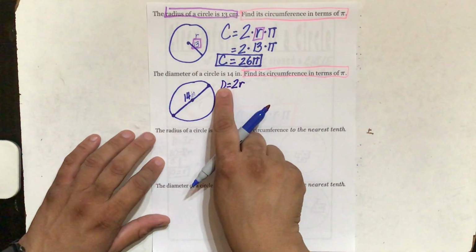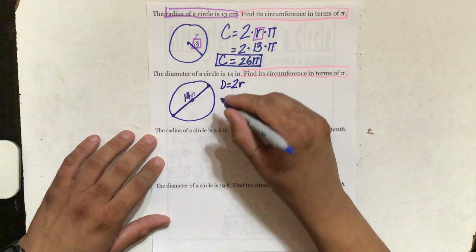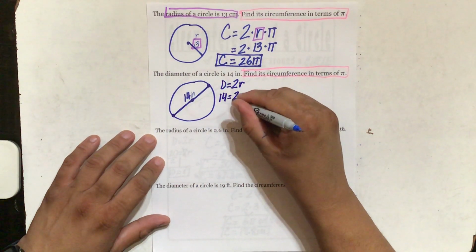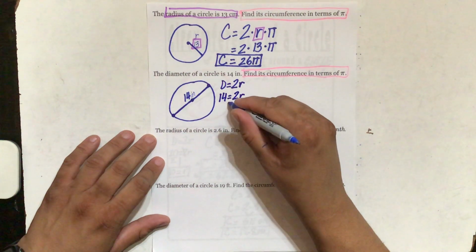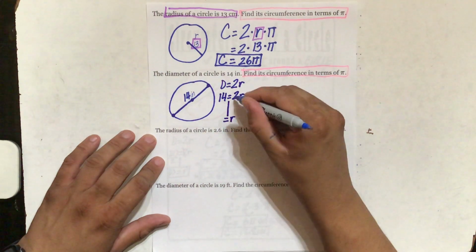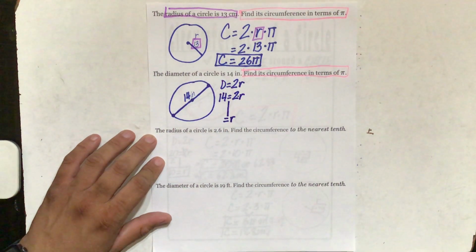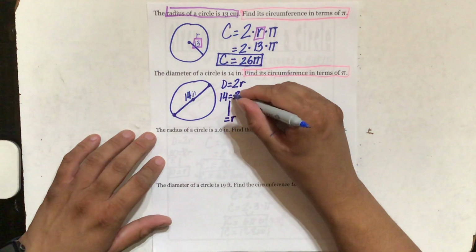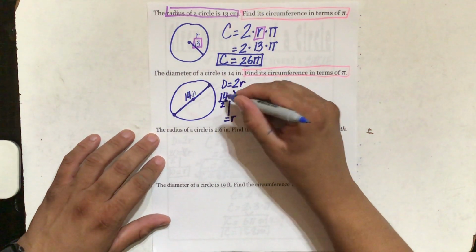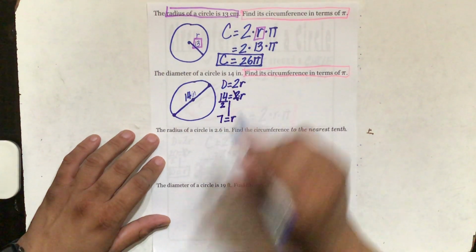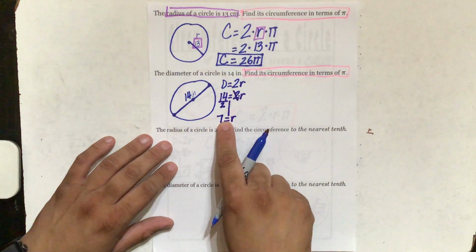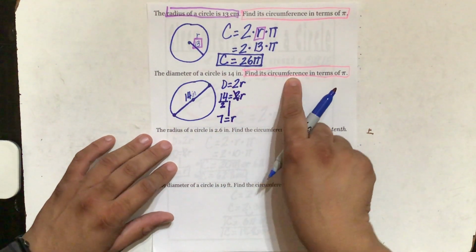How much is d? How much is our diameter? Our diameter is 14, so I'm going to substitute and say 14 is equal to 2r. How do I get r by itself here? I bring down my r. This says 2 times r. The inverse, or the opposite, of multiplying is dividing. So I cross out 2 and I divide by 2. 14 divided by 2 is 7. So I have my r now. Now I need to find the circumference.